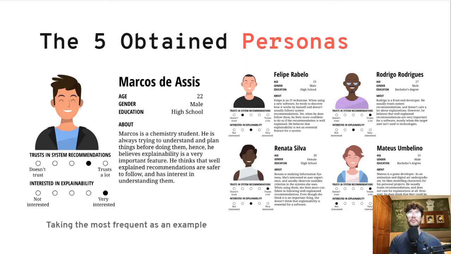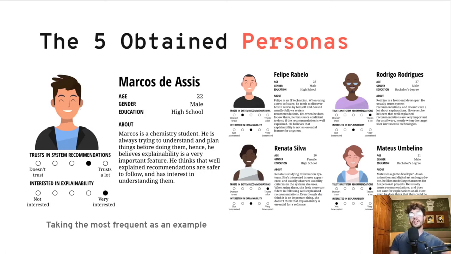Taking Marcos as an example, which is the most frequent one. He's a chemistry student. He's always trying to understand and plan things before doing them. Hence, he believes explainability is a very important feature. He thinks that well-explained recommendations are safer to follow and has interest in understanding them.